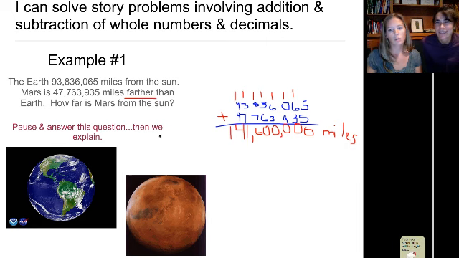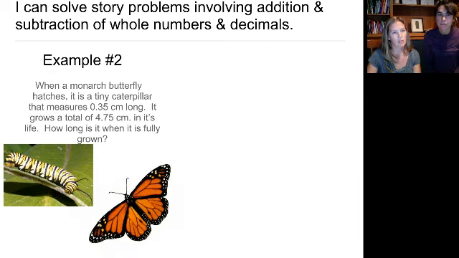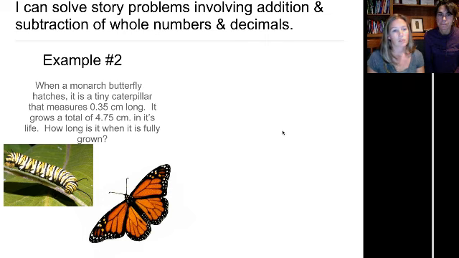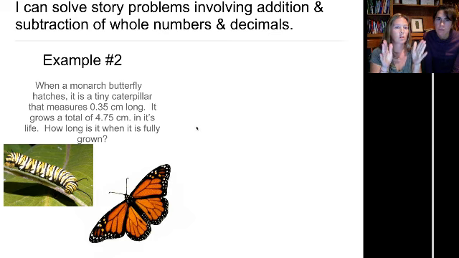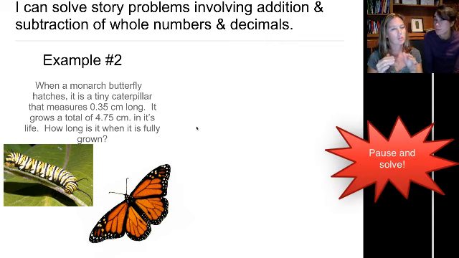All right, next one. Our second example is about a butterfly. So when a monarch butterfly hatches, it is a tiny little caterpillar that measures 35 hundredths centimeters long. It grows a total of 4.75 centimeters in its life. So how long is it when it is fully grown? So pause it and read that one carefully because it's kind of tricky to figure out which one it does.